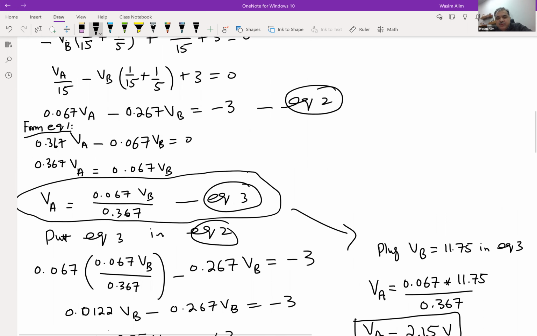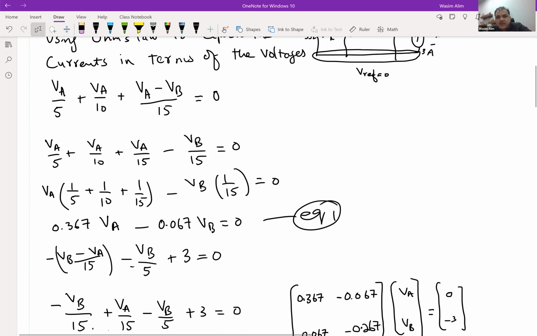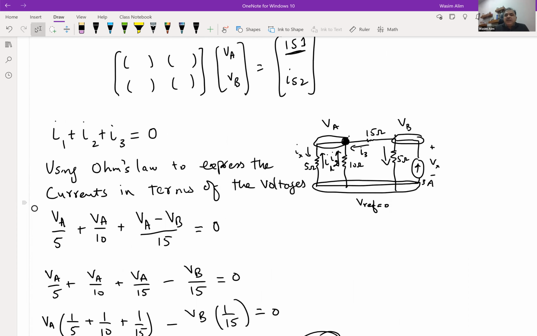So now we have these two values. Let's observe what we are looking for. One of the values that we have to find is v sub x. Now I know that the voltage at this point is 11.75. So the voltage from this point, which is v sub b, to the reference point, which is 0, is going to be the voltage across that branch. In other words, this v sub x is equal to v sub b.